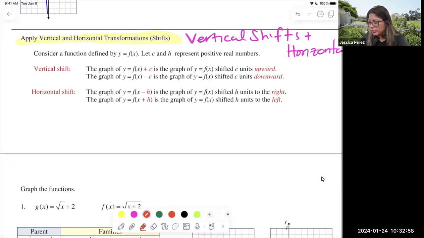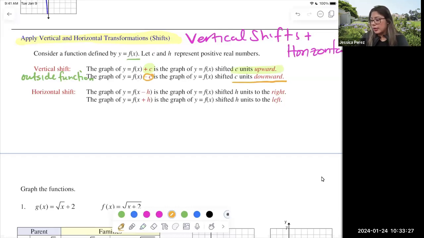when you add a plus c, that means you're moving upward, but make sure that it has to be outside. The vertical shift happens outside of the function. So see how there's f of x and then plus c on the outside of x. And then of course, if it's a minus c, then you're going to move downward.